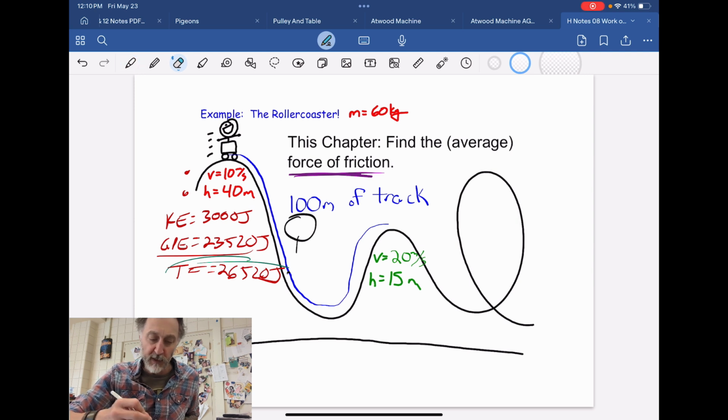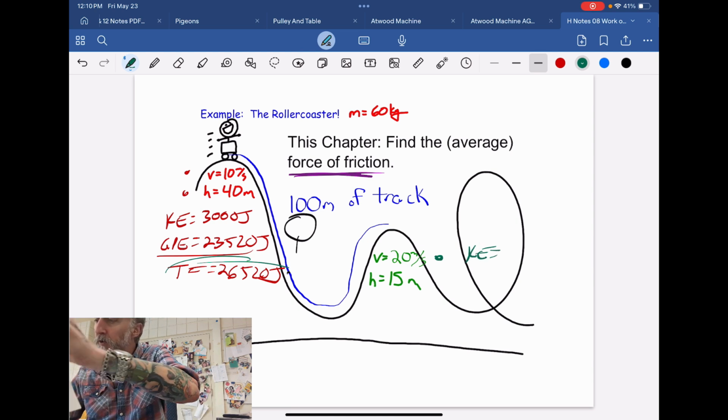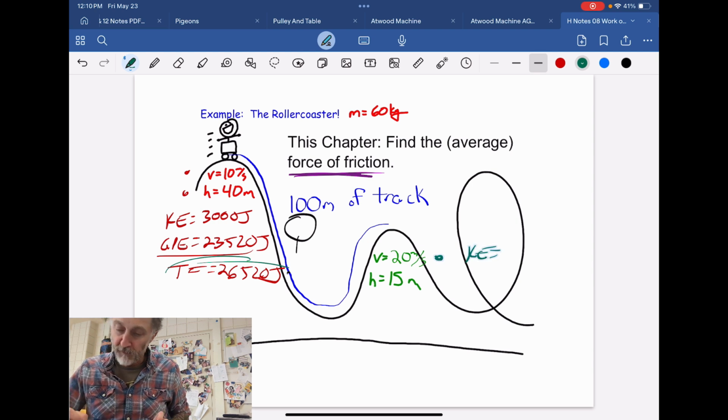But what you can see is now, due to the friction, the velocity at the top of the second hill isn't 24 meters a second, it's only 20 meters a second, right? The friction slowed us down, okay? So let's do the same thing. Let's figure out what our total energy is, okay? So if you find your kinetic energy here, you get 12,000 joules.